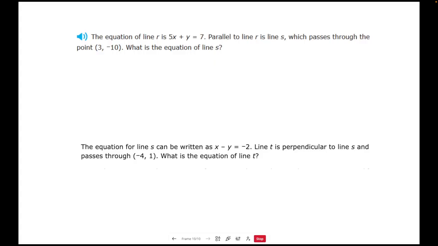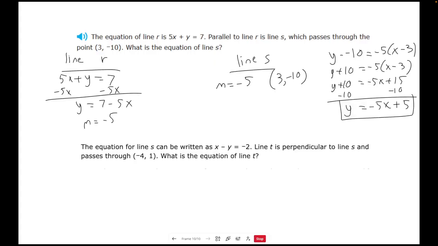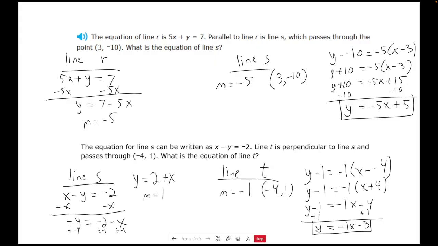Okay, now that you've had time to work these problems, let's check your answers. For the first problem, here is your work, and you should have ended up with y equals -5x plus 5. For the second problem, here is the work, and you should have ended up with y equals -1x, or just -x minus 3. We had to be super careful with solving this with the -1, so hopefully we were careful there.